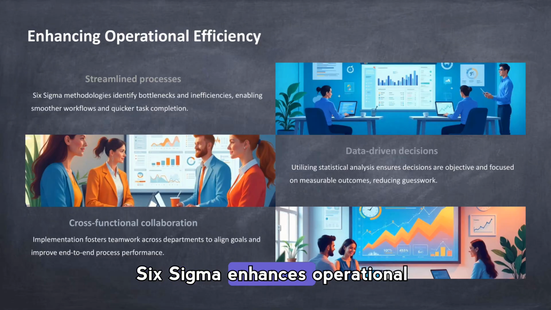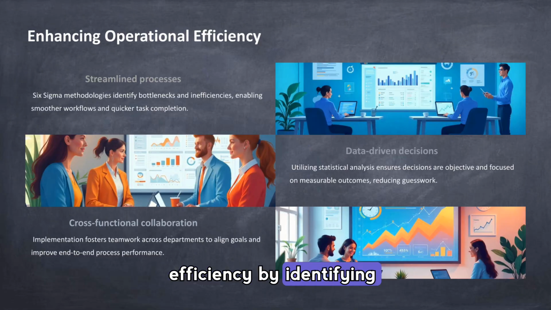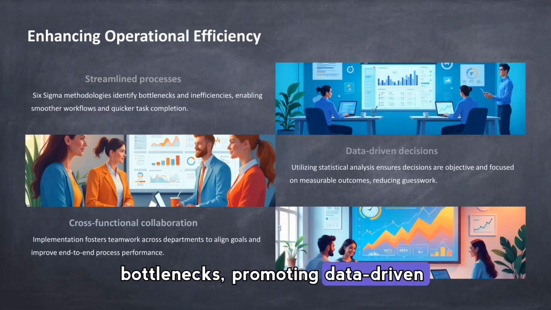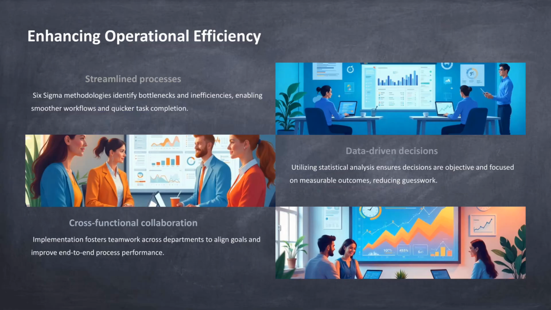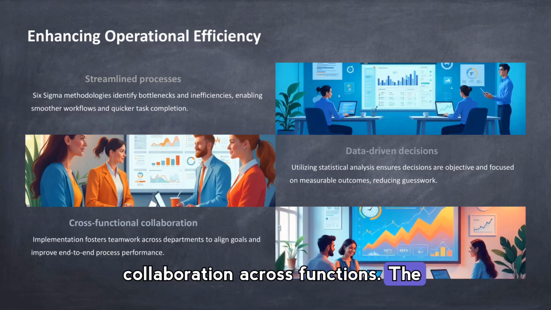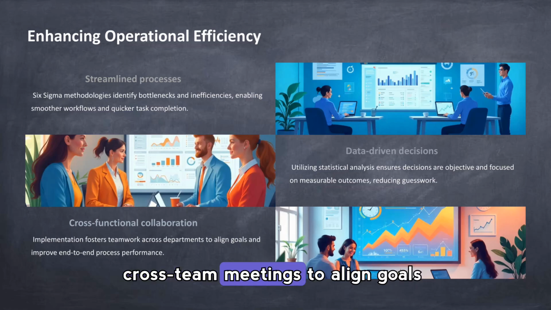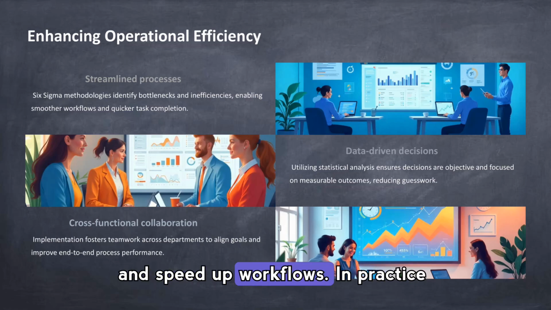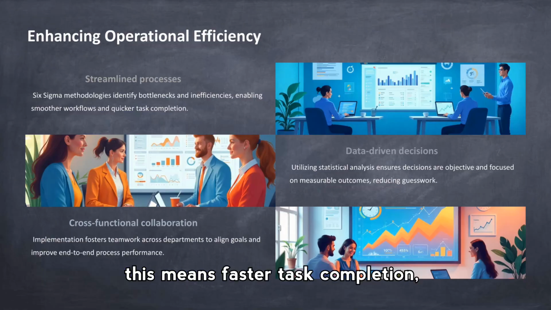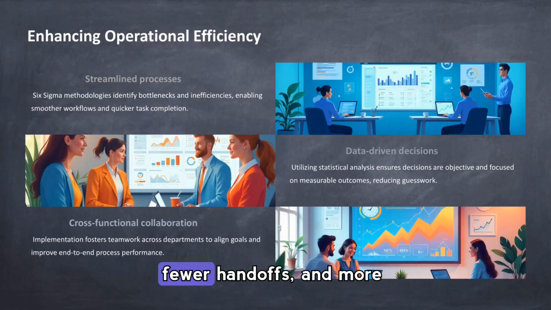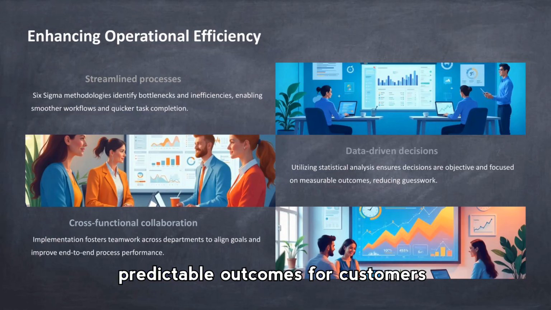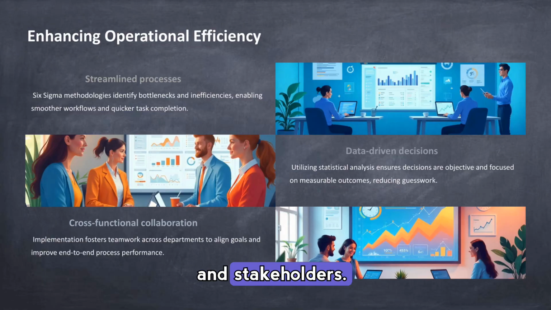Six Sigma enhances operational efficiency by identifying bottlenecks, promoting data-driven decision-making, and fostering collaboration across functions. The images on this slide reinforce how teams use dashboards and cross-team meetings to align goals and speed up workflows. In practice, this means faster task completion, fewer handoffs, and more predictable outcomes for customers and stakeholders.